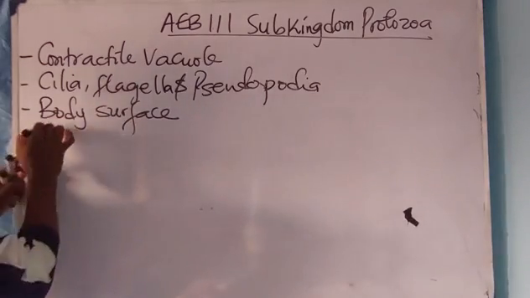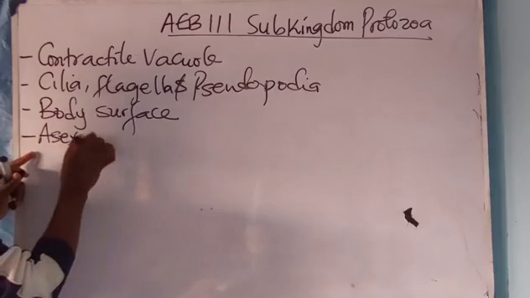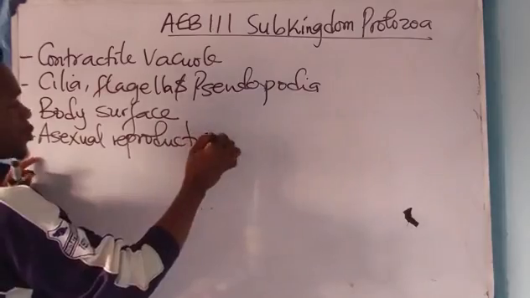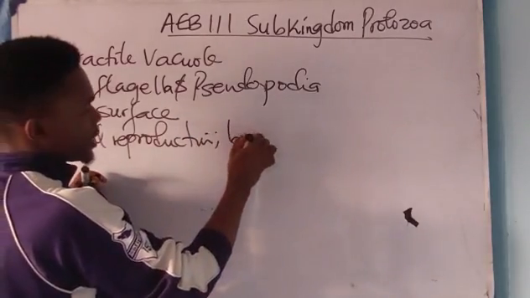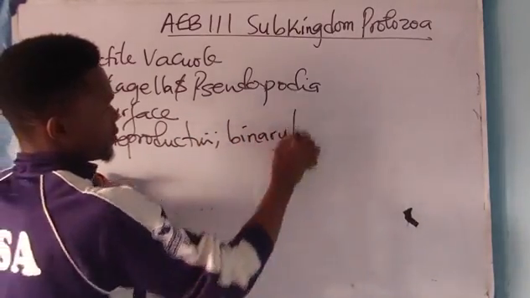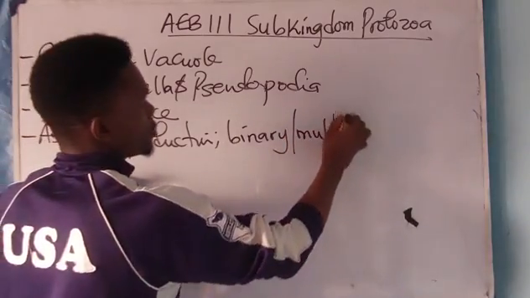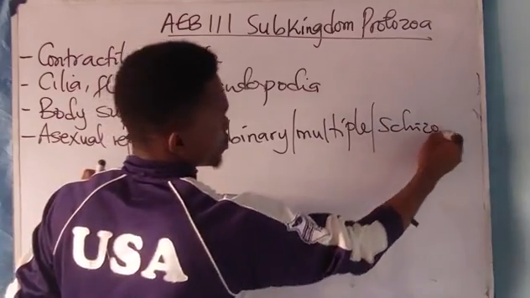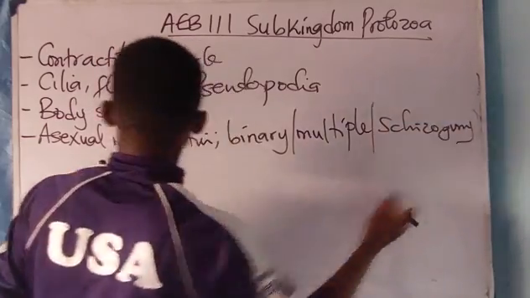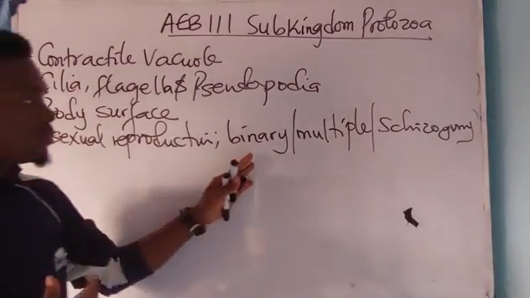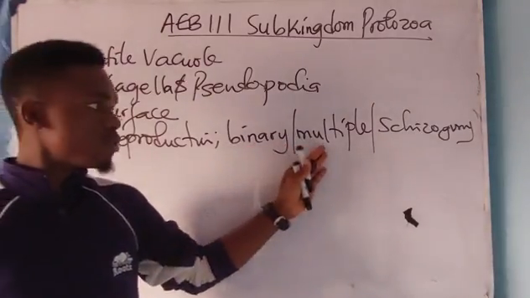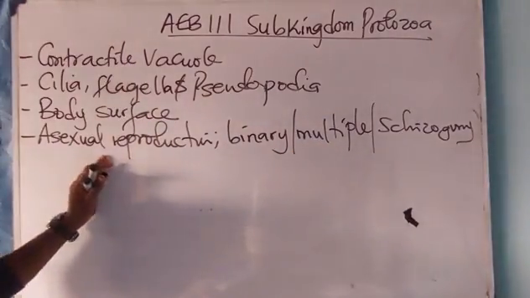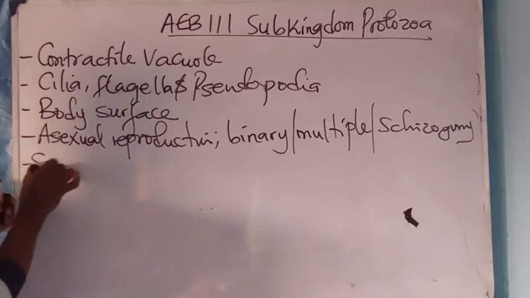And asexual reproduction could be in the form of binary fission, multiple fission, or schizogony. Asexual reproduction involves binary fission, multiple fission, or schizogony. That is, these are types of asexual reproduction.